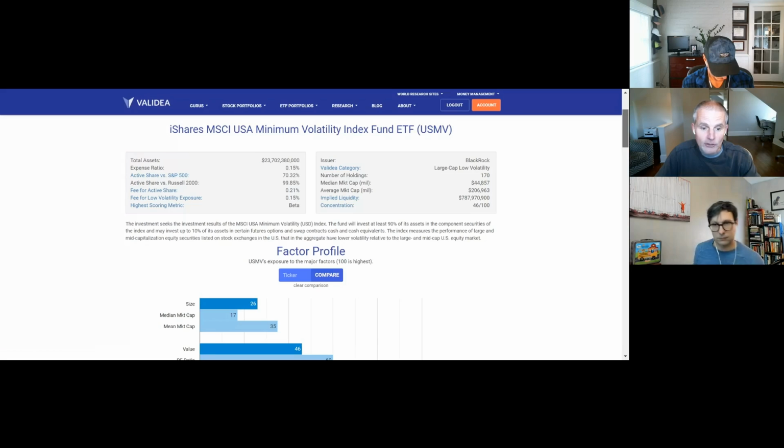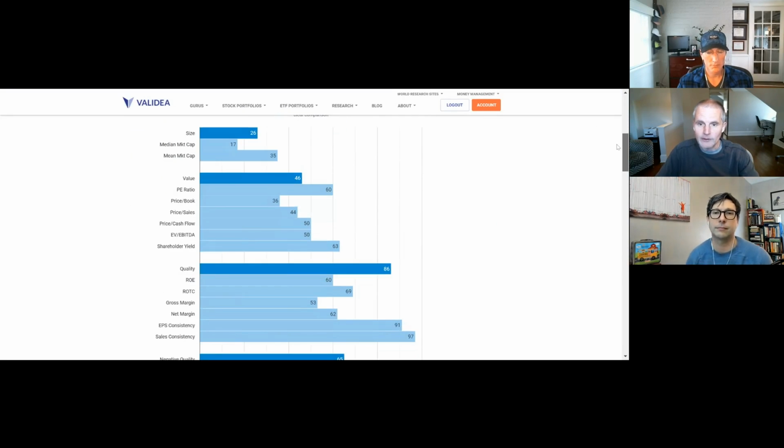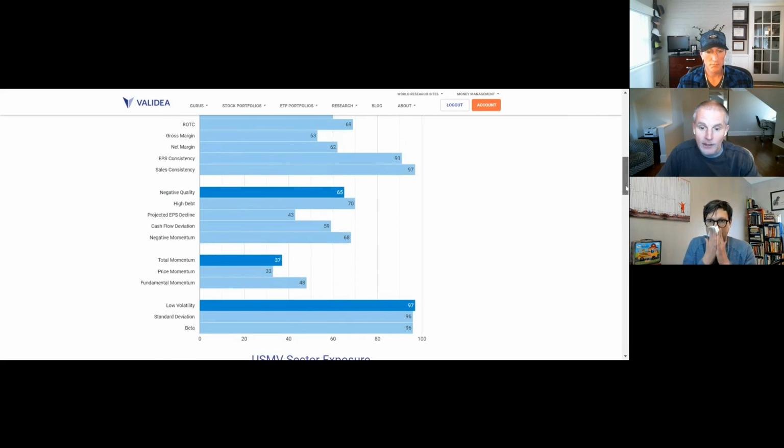I want to look at some of the factor profile here as we scroll down. The first thing you look at is low volatility. You've got a very, very high score here. So even though this is minimum volatility versus low volatility, you're seeing this is definitely investing in low volatility stocks that score very highly with our low volatility factor. And the other thing that I think is important that we talked about before is this correlation with quality. You've got a quality score of 86 here. You've got a very high quality portfolio because, again, low volatility stocks tend to be high quality companies.